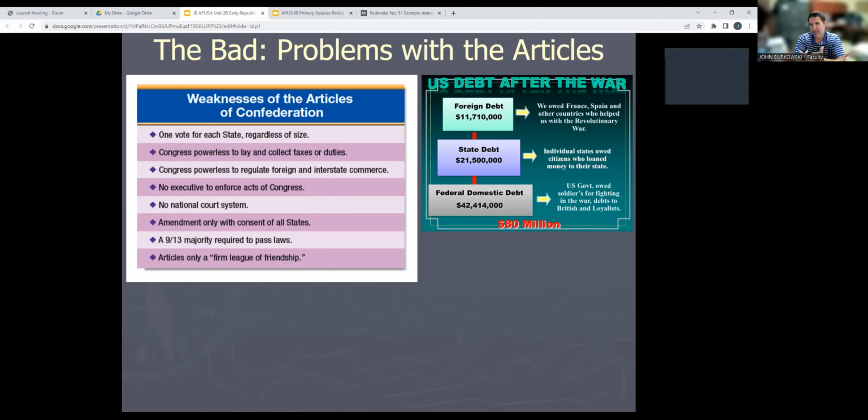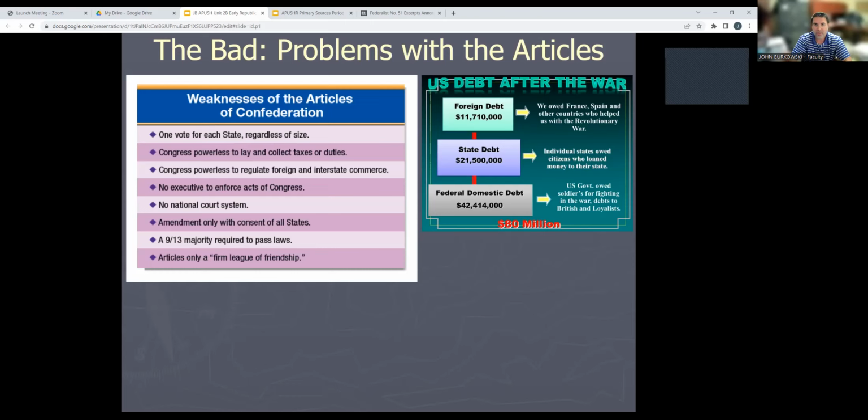The national government itself owes $42.4 million. As you can see, this is owed to soldiers for their salaries, for their pensions. This is to any creditors that they borrowed from and their citizens, any debts that they have to the British and loyalists, as per the Treaty of Paris in 1783. That was a provision of that treaty, to pay back debts to Britain and to the loyalists.